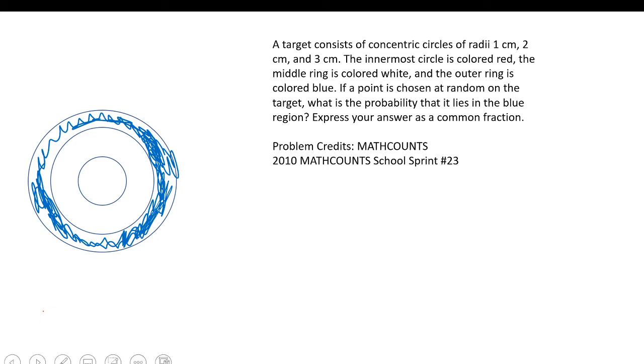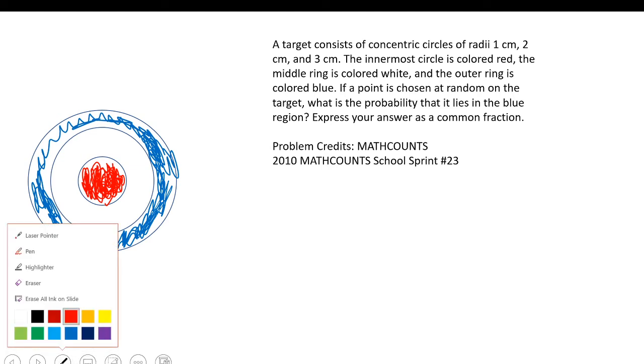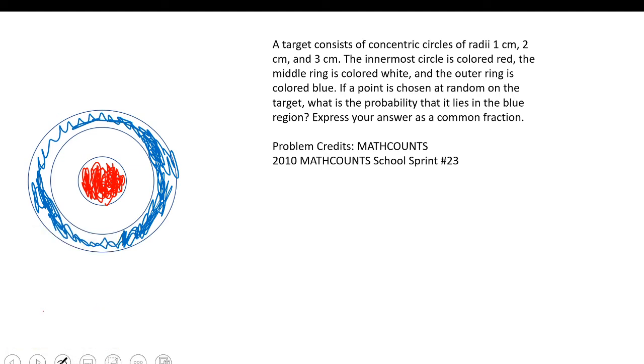And I'm going to label the other ones as well, just so that we don't get confused. This entire thing is red. And that's obviously white. So now we have our diagram colored. Let's leave it at that. Now, what is the probability that if we choose a point, it lies in the blue region?